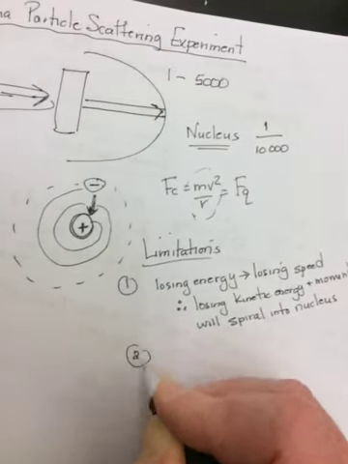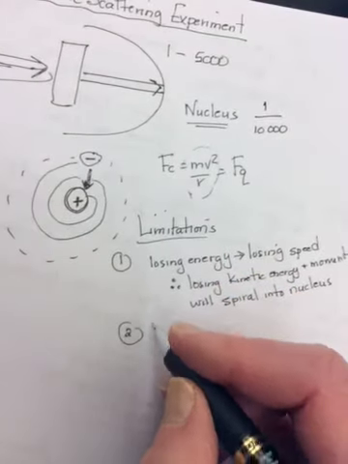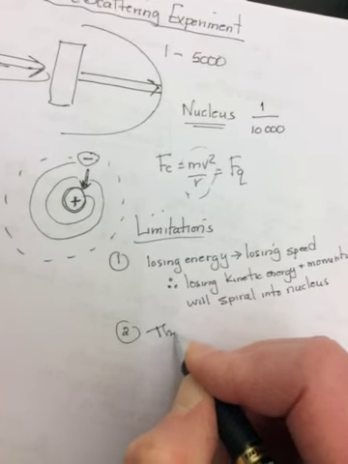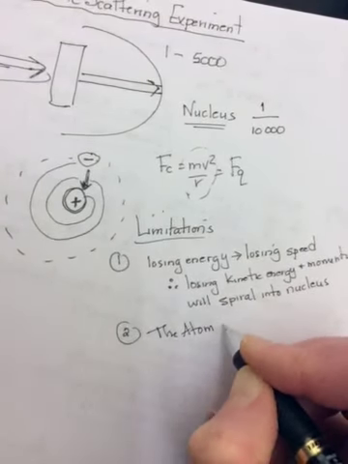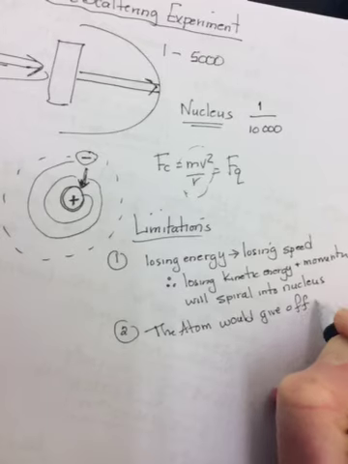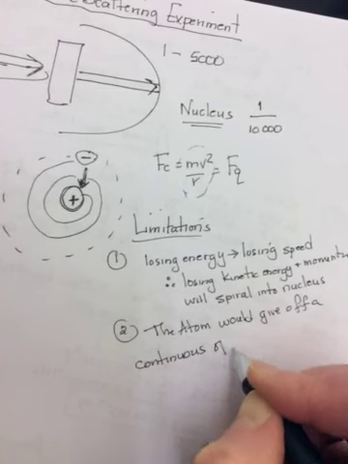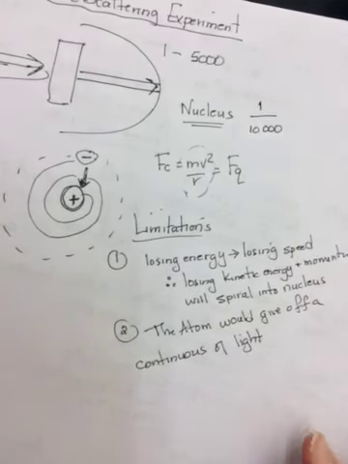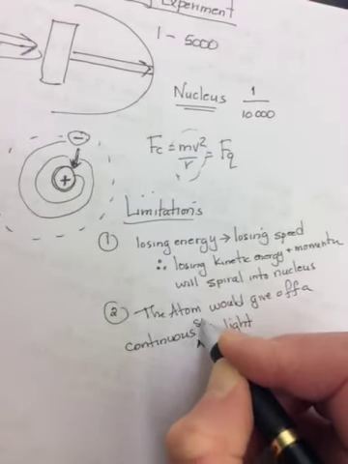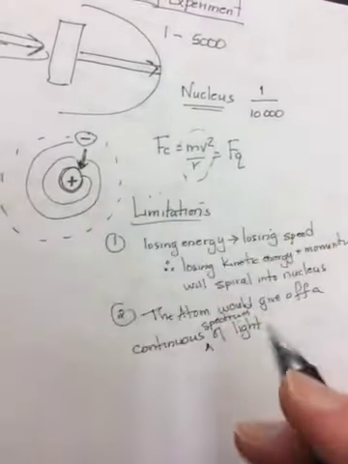Okay? I don't know if it's a second limitation, but it's connected to the first one. It means that as the electron spiraled in, the atom would give off a continuous stream of light. So we would be seeing these flashes of light as the electron was spiraling into the nucleus. I said stream, spectrum is probably a better word. A continuous spectrum of light as it spirals into the nucleus.